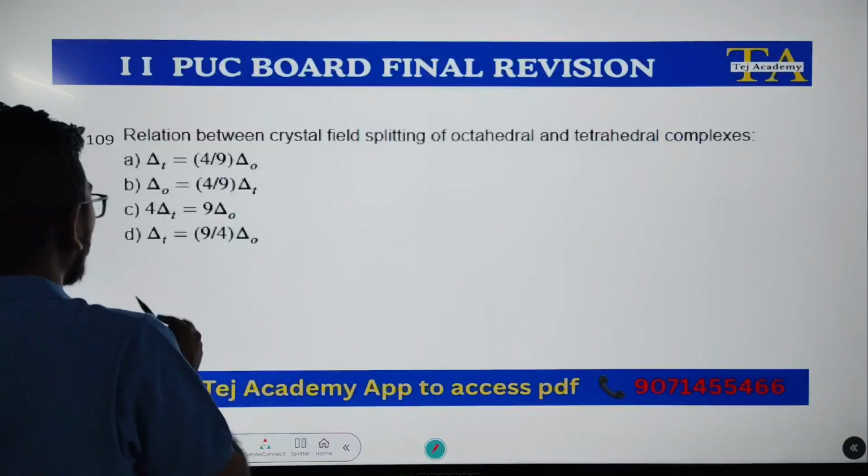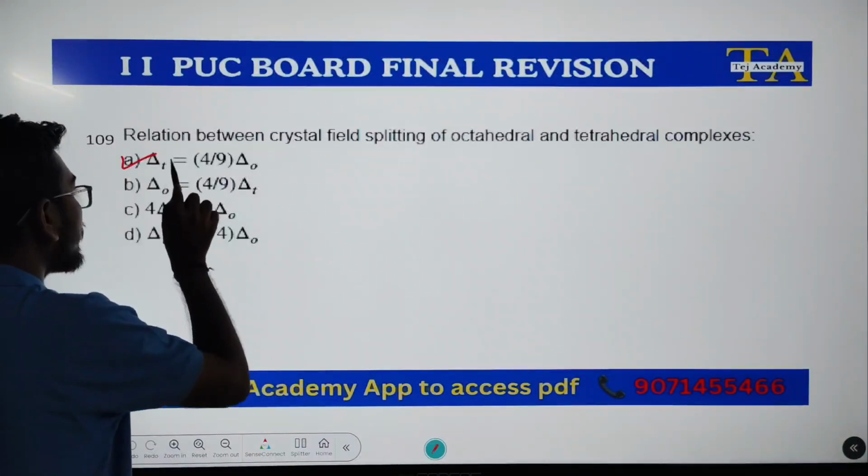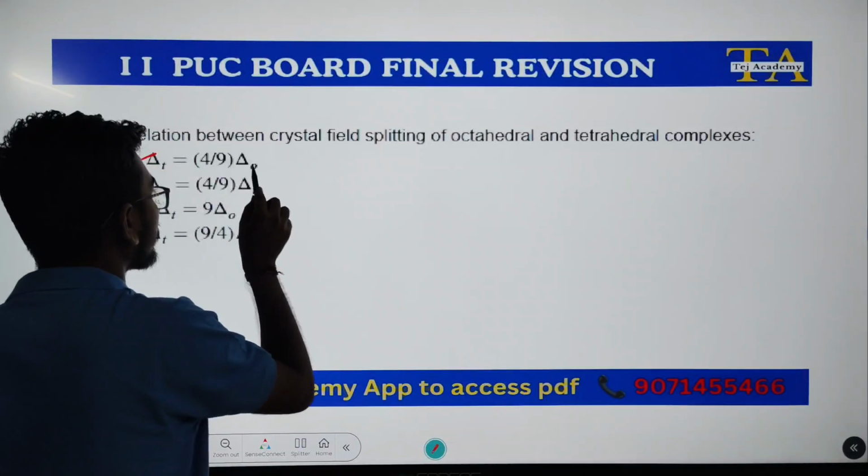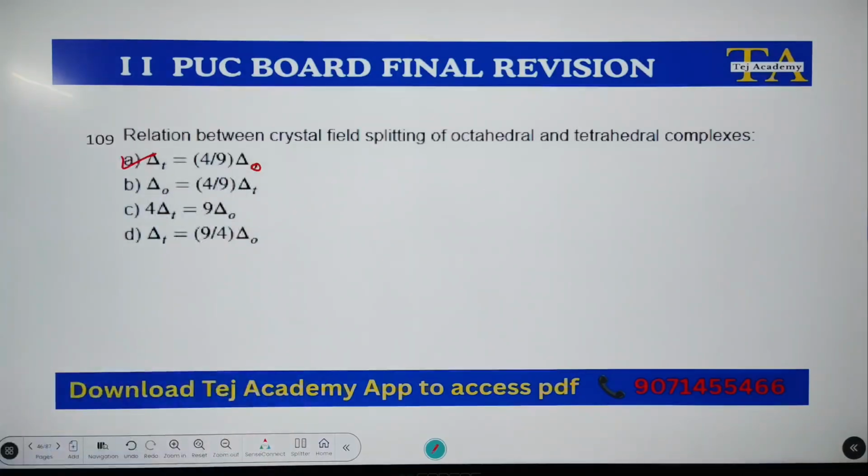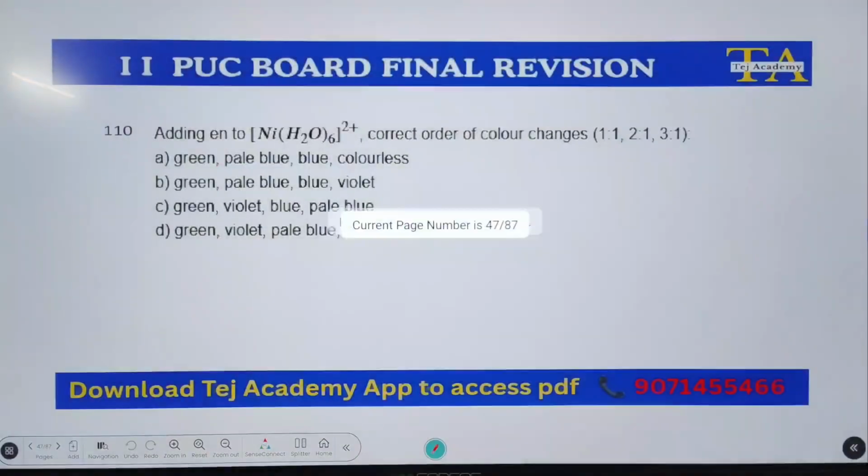So always remember, don't get confused, delta T equals 4/9 delta naught, not delta naught equals 4/9 delta T. So option A is the right answer.